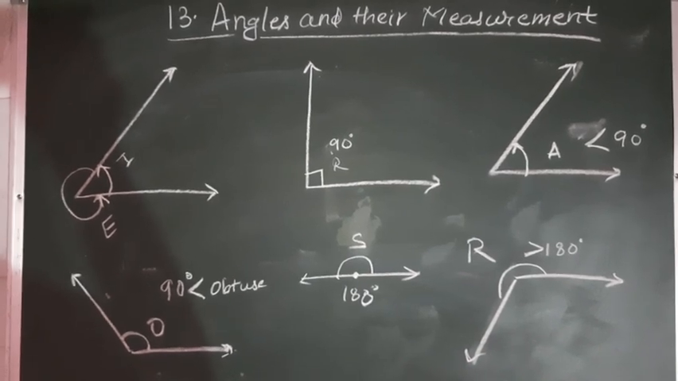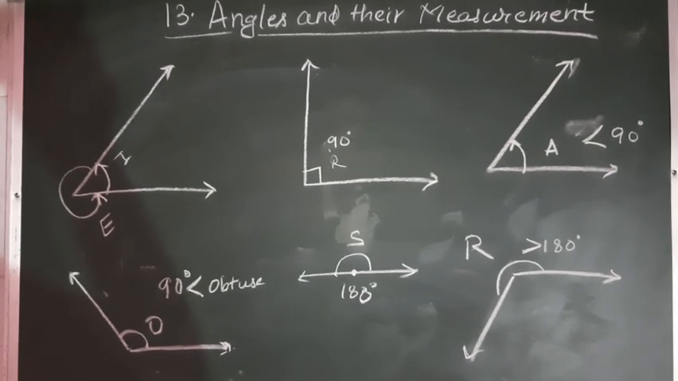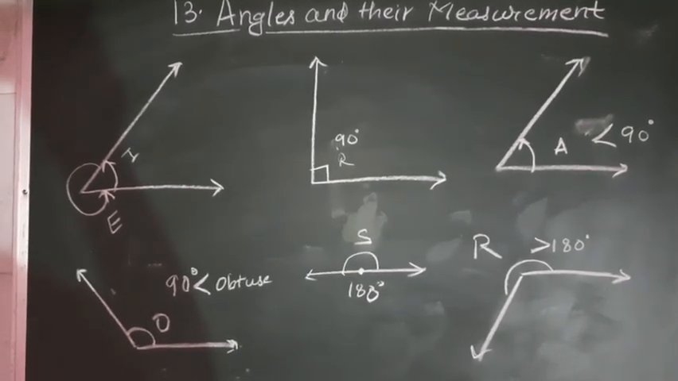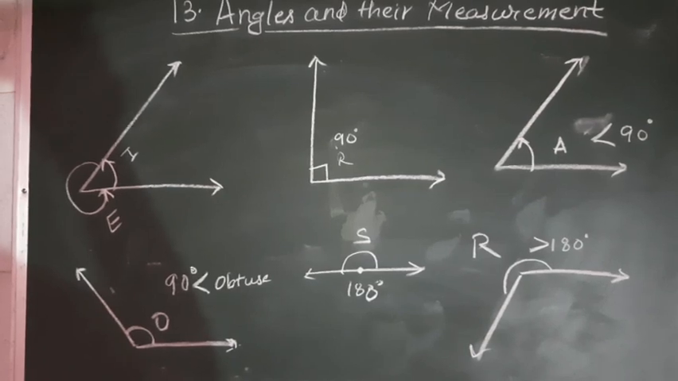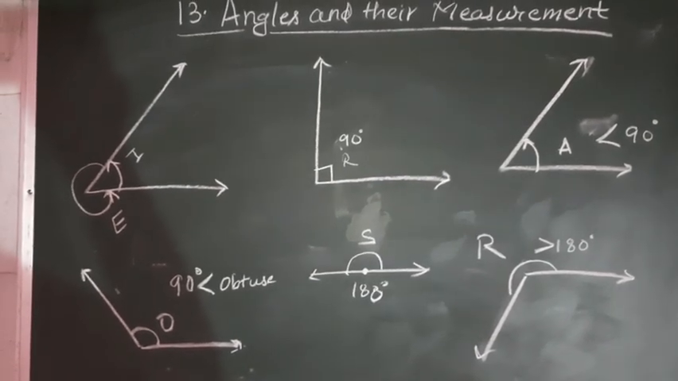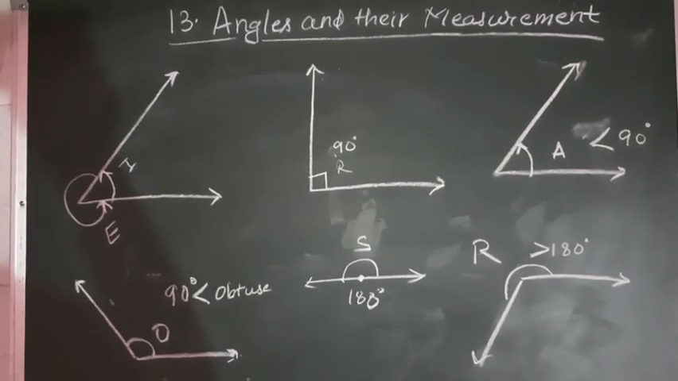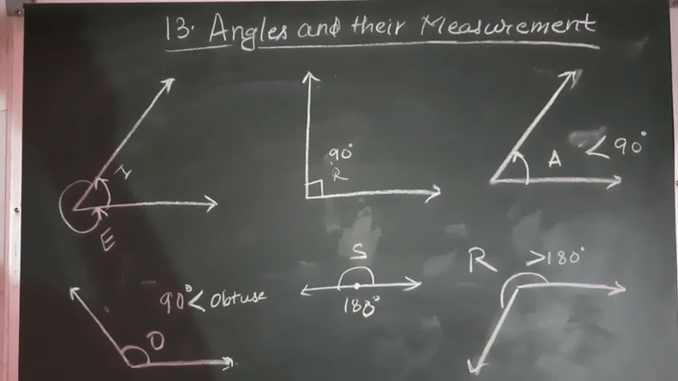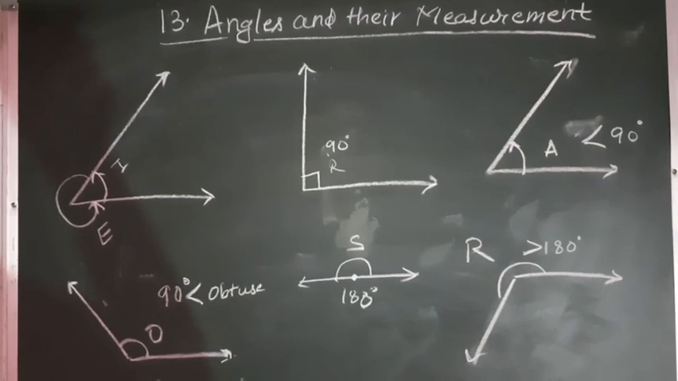So as you all can see that I have drawn some types of angle. I will be explaining you about each and every type of angle one by one. So as you all can see in the first image, I have written I means interior, and I have written E means exterior. So I is interior of the angle and E is the exterior of an angle.